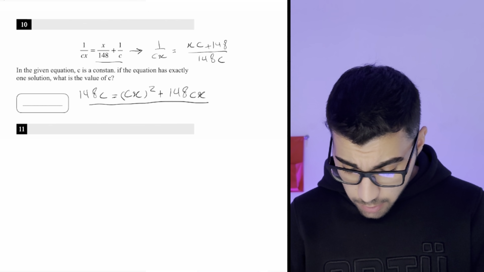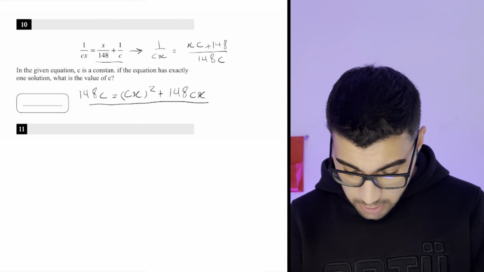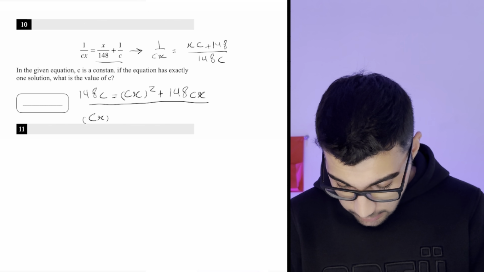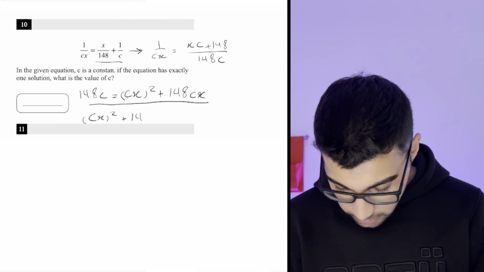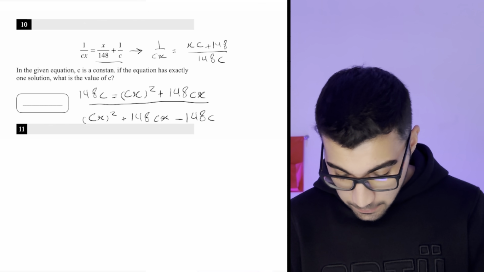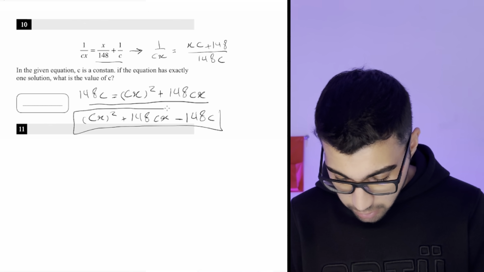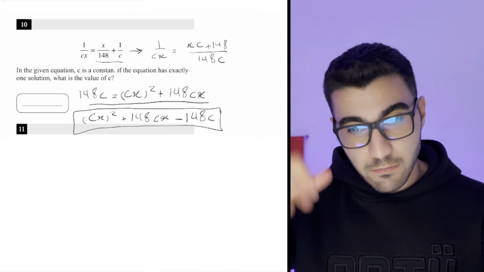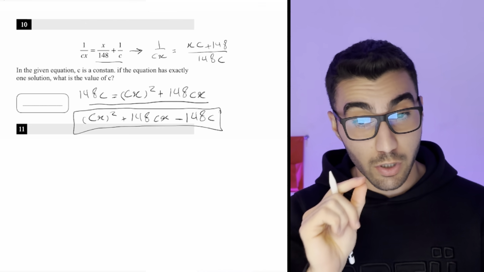Now we can put this equation into decimals without the equal sign, of course. So we're going to write cx squared plus 148cx minus 148c. Now if we put this equation in, we're going to see a quadratic function, right? Then we can move the slider to see when we're crossing the x-axis at only one point.